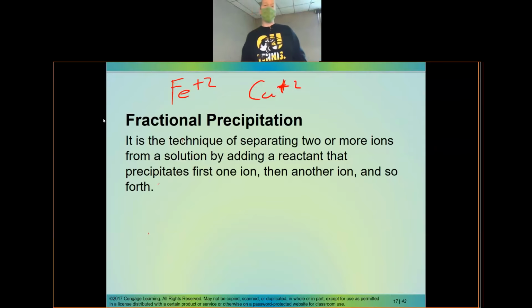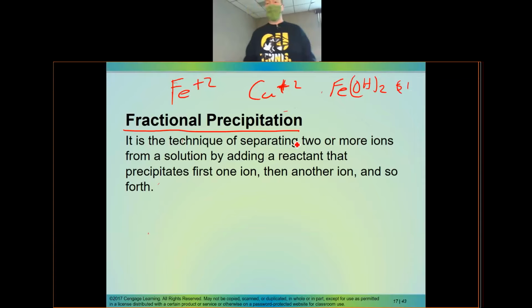If you're trying to separate the two ions, you will have to do a fractional precipitation, which means you're going to precipitate one of them. You'd have to look at your KSP values. Let's say our iron is precipitated, Fe(OH)2, turns into a solid before the Cu(OH)2. I would have to look that up and see if that's true by looking at the KSPs.